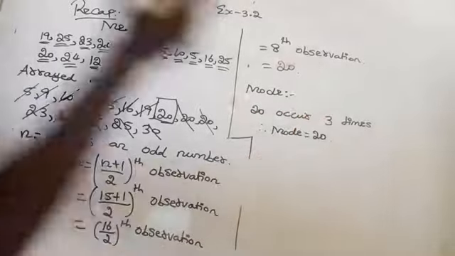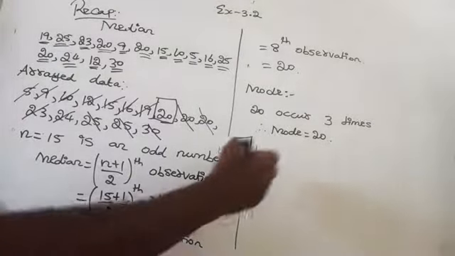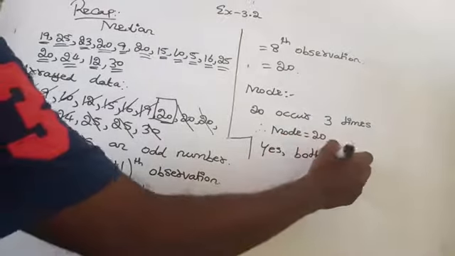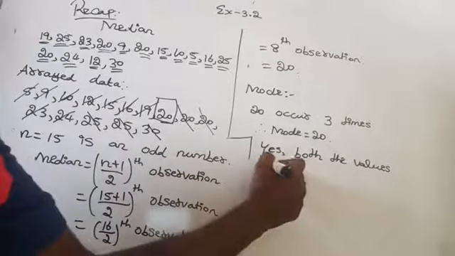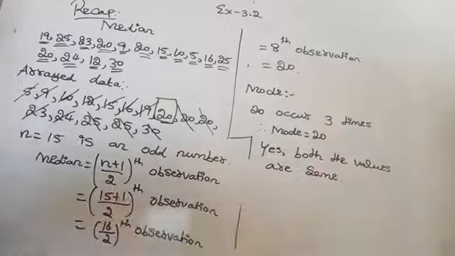Mode is 20. They asked us to find whether the median and mode are the same. Yes, median and mode are the same. Yes, both the values are the same. Am I right here?